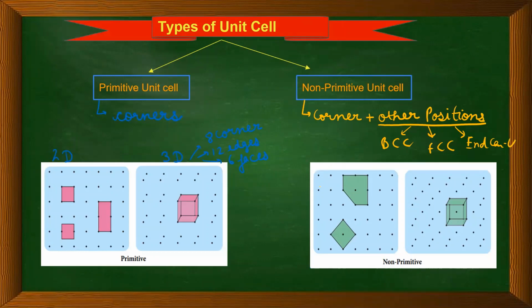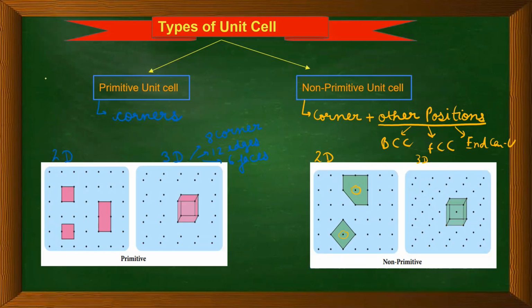This figure shows a 2D lattice and this shows a 3D lattice. Here also the particles are present at corners but also at this position. So this is the example of the non-primitive unit cells, and here also the particles are present at corner but also at this position. So this is an example of a non-primitive unit cell. Here also the particles are present on corners and at the body centered position. So this is the body centered unit cell.